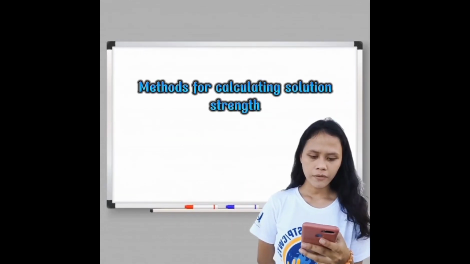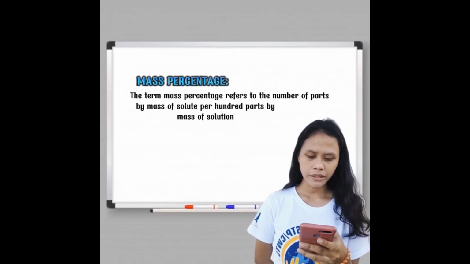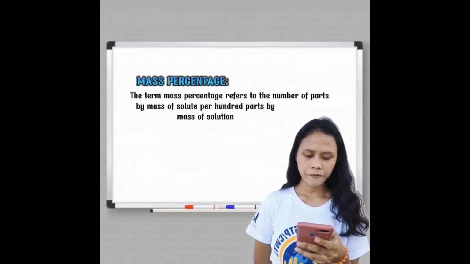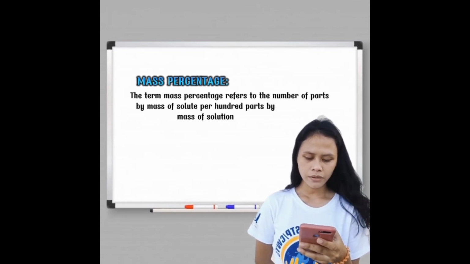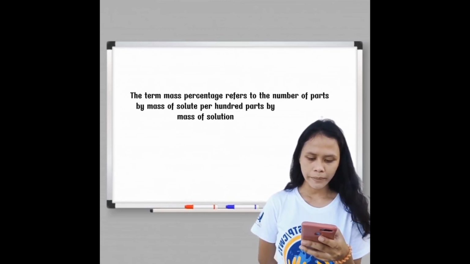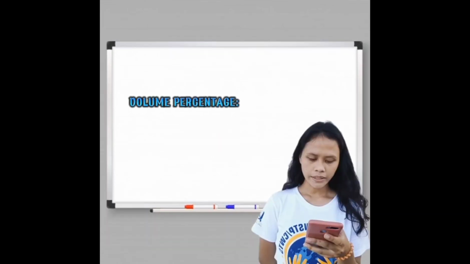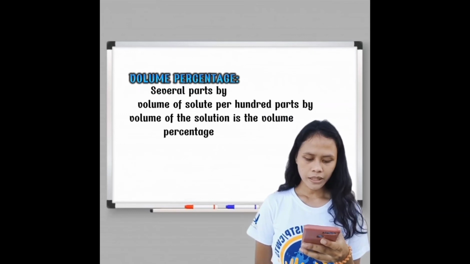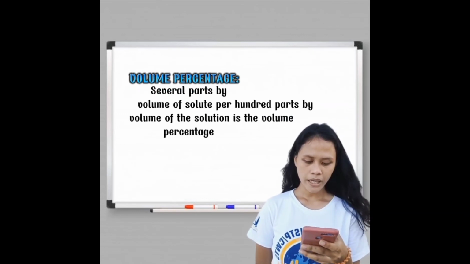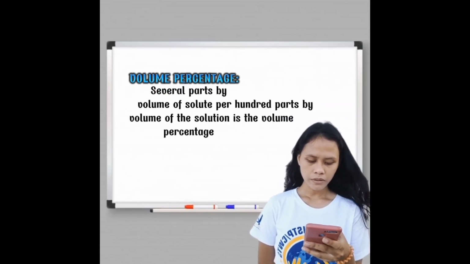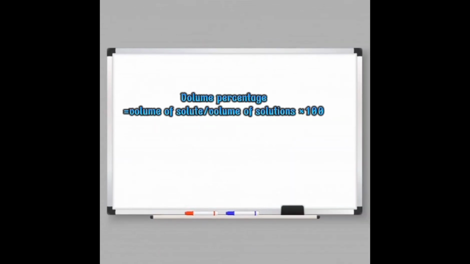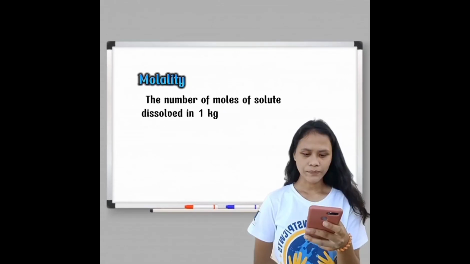Methods for calculating solution strength. Mass percentage. The term mass percentage refers to the number of parts by mass of solute per 100 parts by mass of solution. Mass percentage equals weight of solute over weight of solution times 100. Volume percentage is the number of parts by volume of solute per 100 parts by volume of the solution.